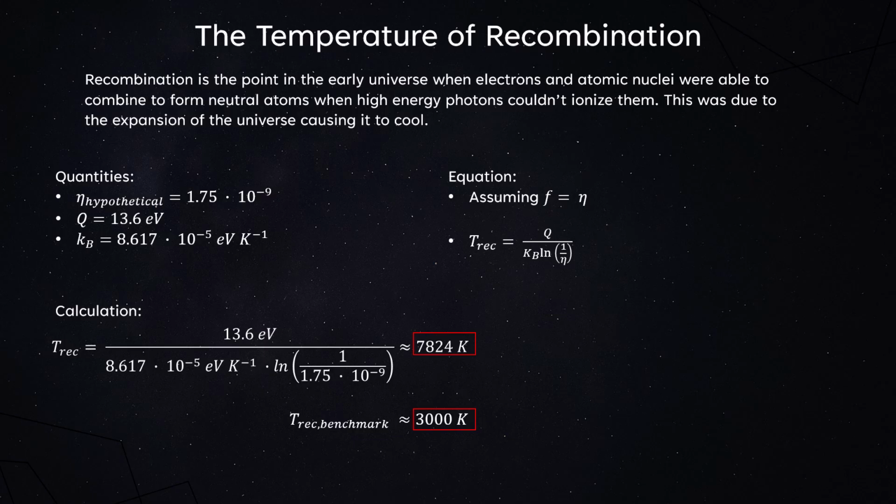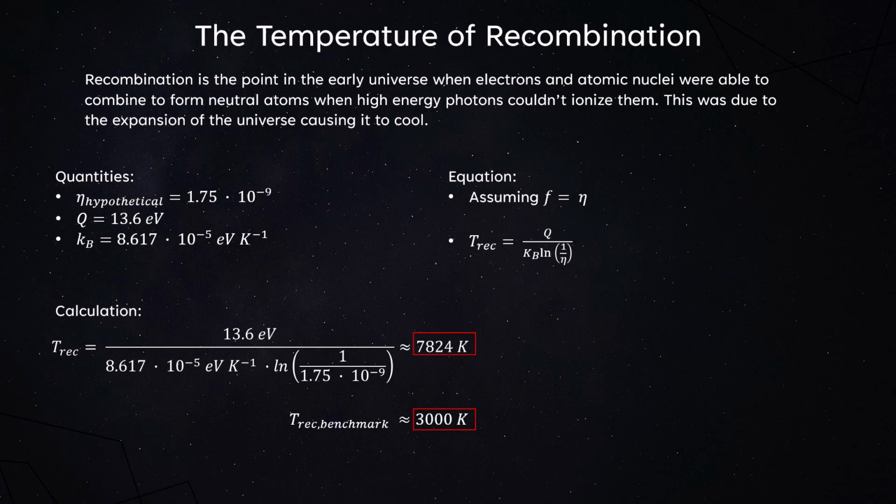It's basically when in the early universe, electrons and atomic nuclei were able to combine to form neutral atoms, and when high energy photons couldn't ionize them, like knock the electrons away. And this was due to the expansion of the universe, causing it to cool because matter density lowered.